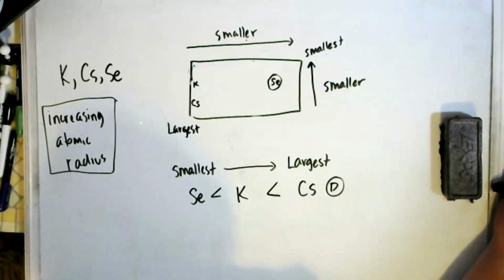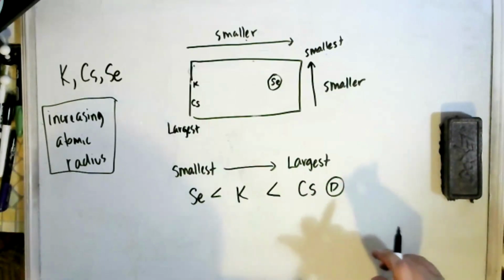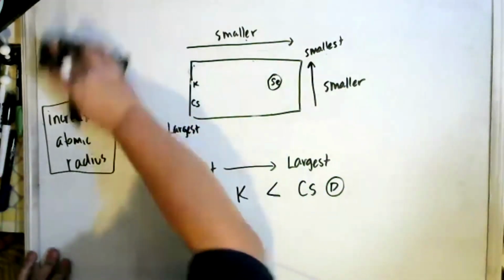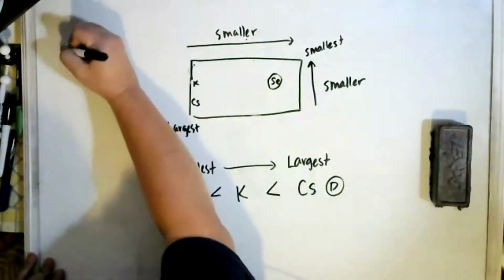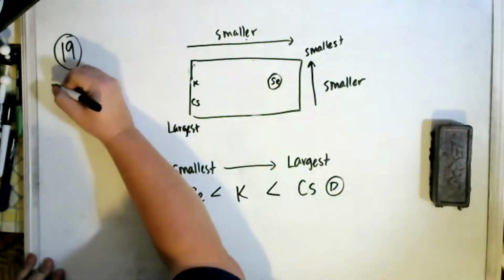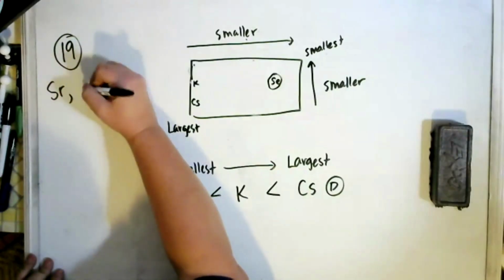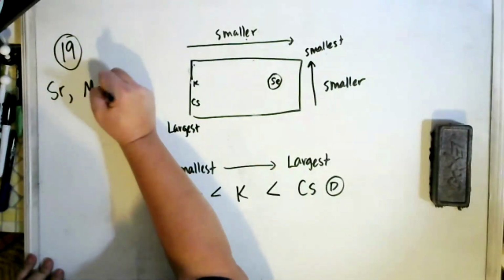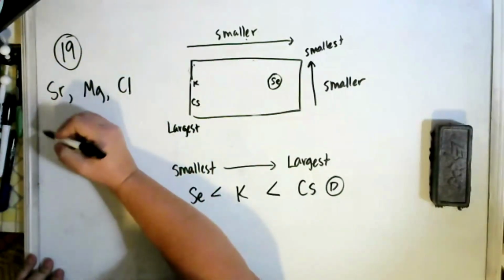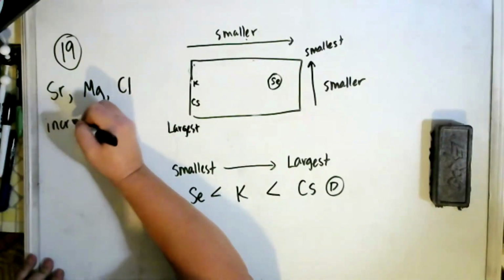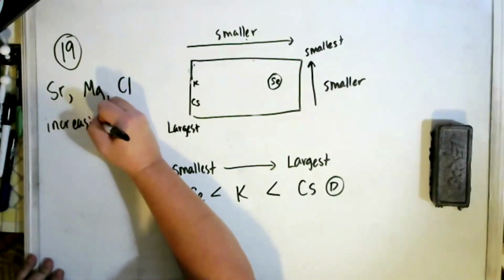All right, the next question asks us to arrange strontium, magnesium, and chlorine in order of increasing ionization energy.